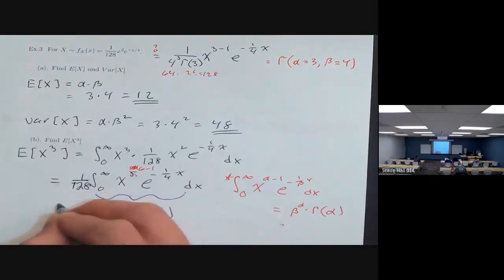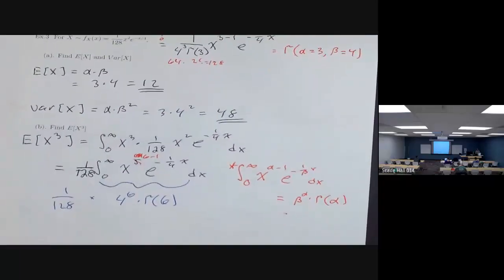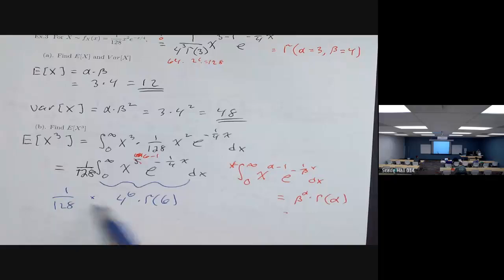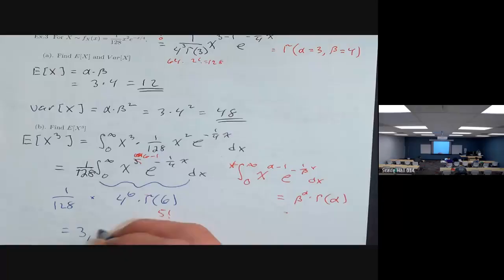Then I'm going to drop my constant, that's 1 over 128. Let me pause because it's an important part. Does this make sense, what we just did? That's the key to the problem. The constant could have stayed inside, it just makes it a little bit clearer. So I just use this identity. Now I just multiply across: 1 over 128 times 4 to the 6 times gamma of 6. I figured out a general 5 factorial, right, which is 120. But anyway, plug all that in, 3,840. Okay, get that.